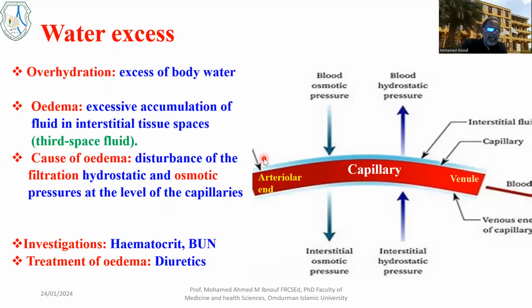Now, the water excess is due to overhydration. Generally, it can cause edema, which is excessive accumulation of fluid in the interstitial tissue spaces. That is called also the third space. And cause of edema is usually due to disturbance of the hydrostatic pressure and oncotic pressure, the differences of filtration pressure, and differences between hydrostatic and osmotic pressures in the capillary level.